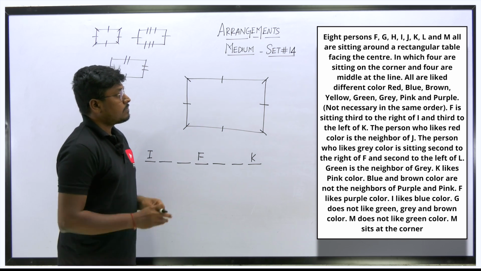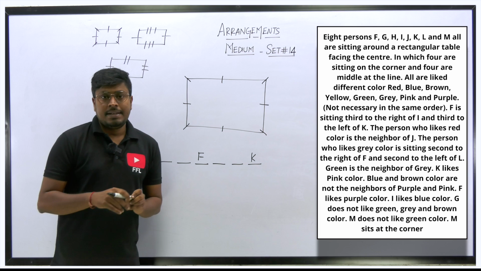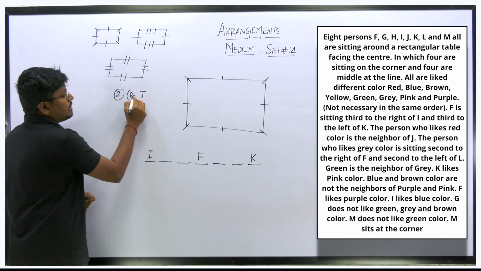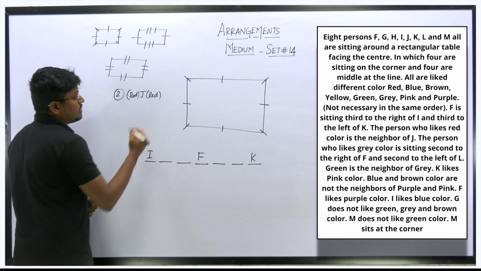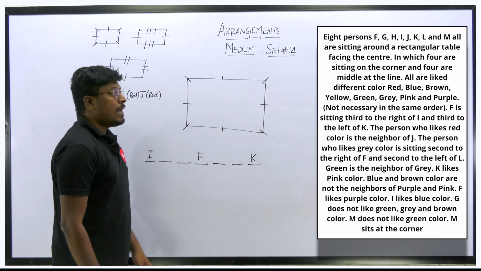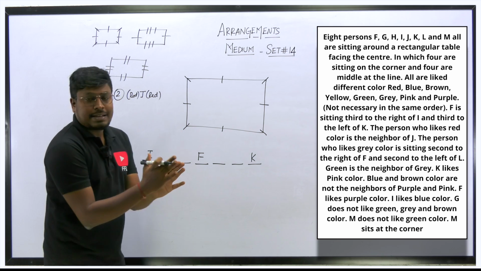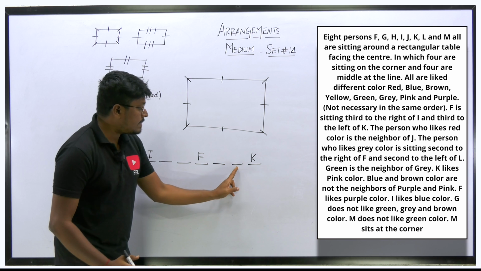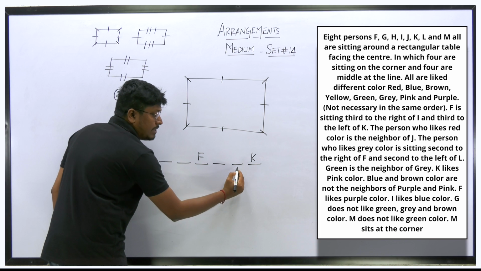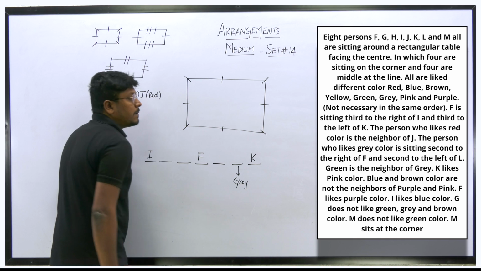Next point: the person who likes red color is the immediate neighbor of J. Let me take it as a second clue: the immediate neighbor of J is the person who likes red color. Next is, the person who likes grey color is sitting second to the right of F. F's right hand side, second place, will be this region. So the person who is sitting here likes grey color.